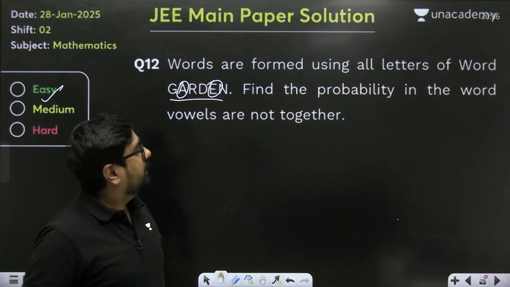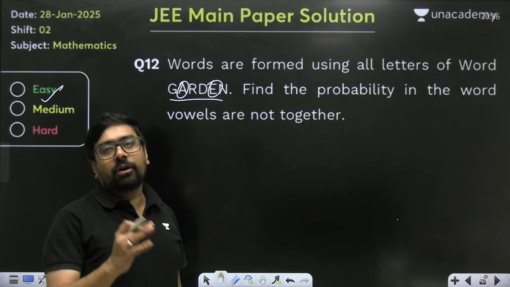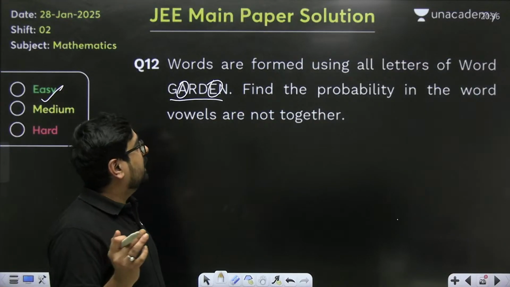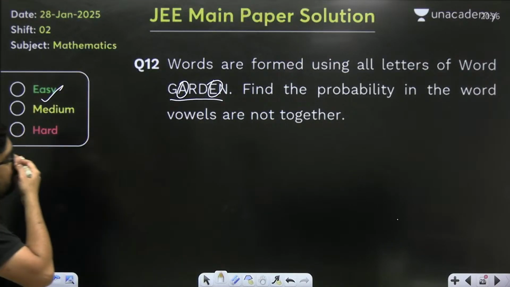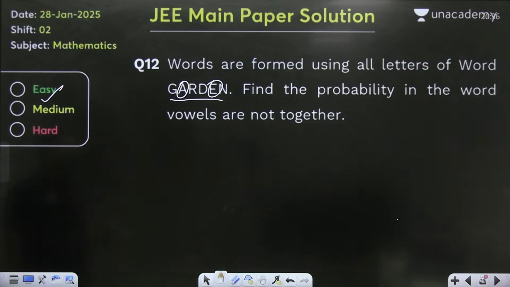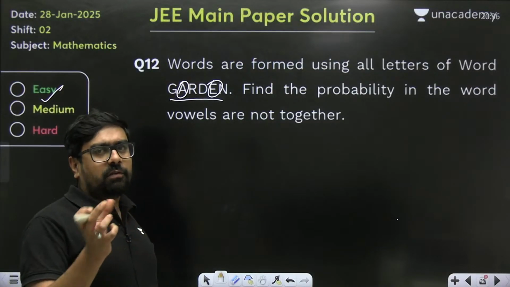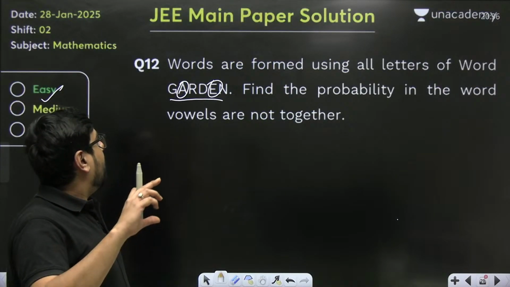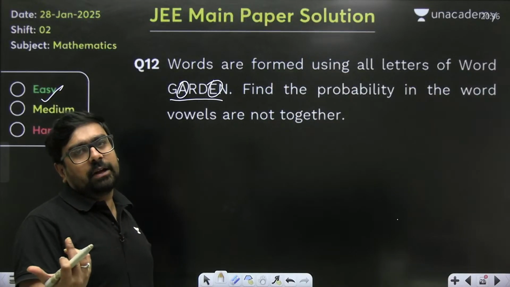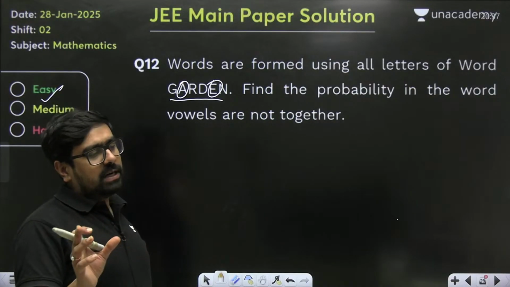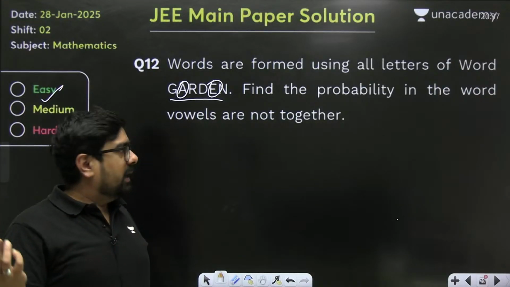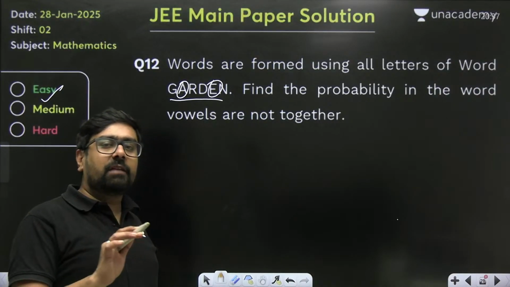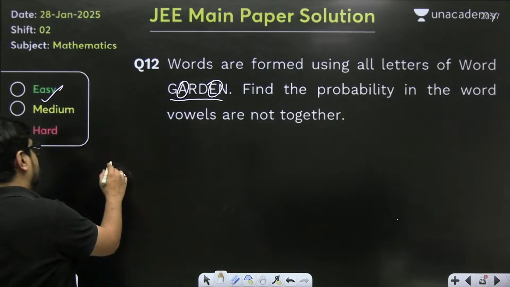vowels, A and E. So the probability they are asking. They are not asking you for a number or anything. Probability that vowels are not together, right? I think the question was either vowels were not together or vowels are not in alphabetical order. There is some confusion. Some students are saying the question was vowels are not in alphabetical order. If the question was that, then the probability will simply be 1/2.